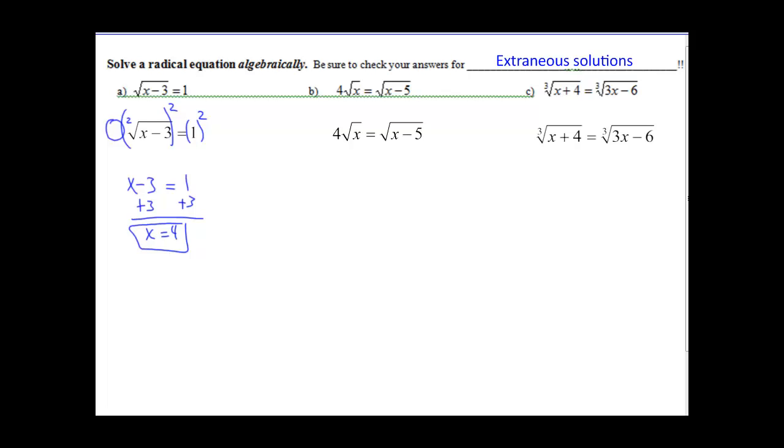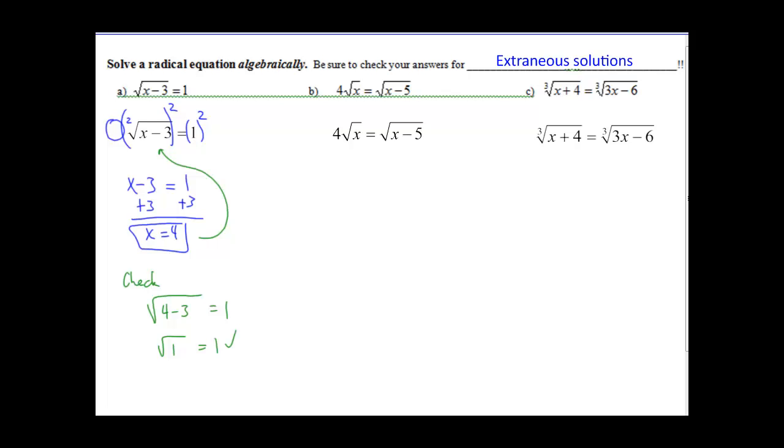So we're going to take the 4 and plug it back into the original equation. We write a little check. Take the square root. So 4 minus 3 should be equal to 1. The square root of 1 is equal to 1. Our solution's correct.